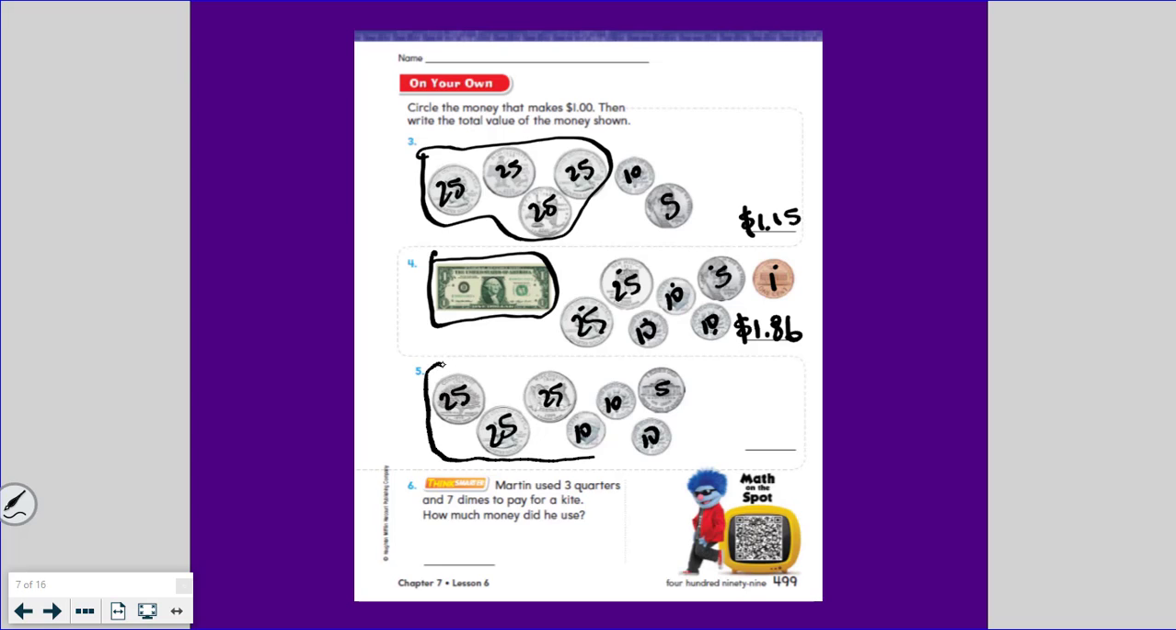25 plus these 75. That's another $1. Right? 2 dimes and a nickel is a quarter plus 3 quarters, so 4 quarters. So we have $1. So make my dollar sign. And then just this dime. So $1.10. All right, let's see. Let's go to the next page.